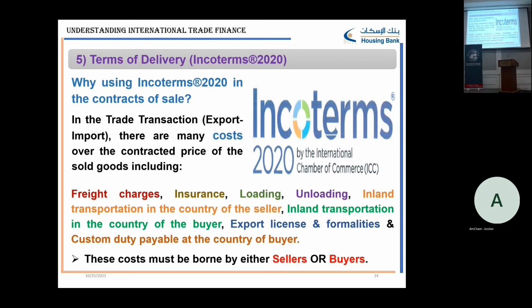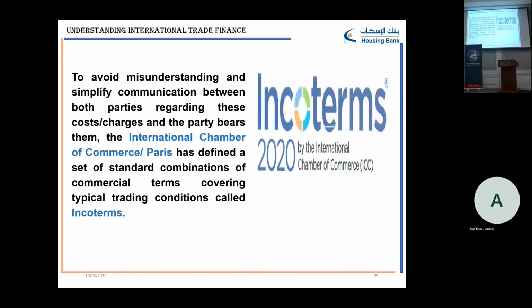So in a trade transaction, export-import, there are many costs over the contracted price of the sold goods, including, as I told you, freight charges, insurance, loading, unloading, land transportation in the seller's country, land transportation in the buyer's country, export license, formalities, and customs duty payable in the buyer's country. These costs must be paid either by the buyer or the seller or both. How can we determine that? Through this rule called Incoterms, international commercial terms.